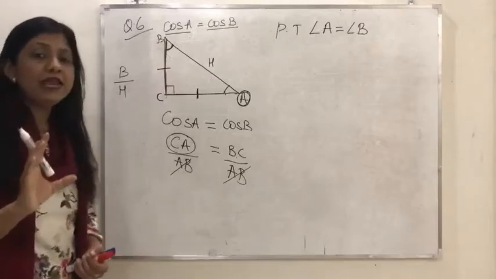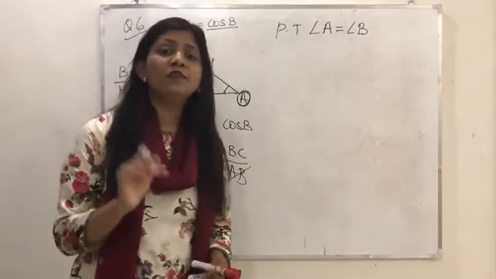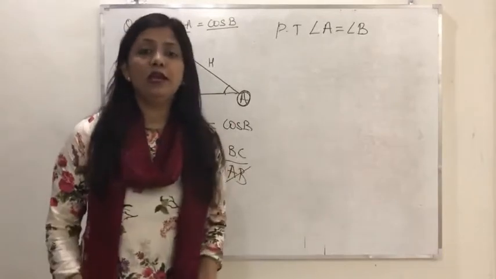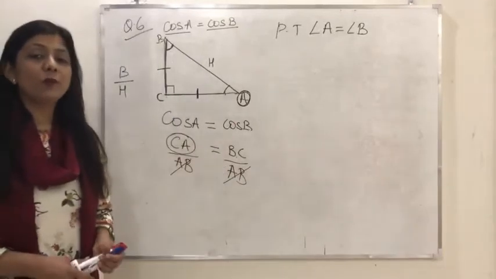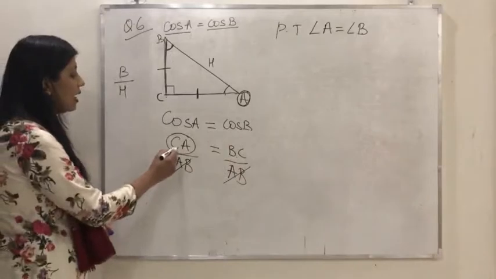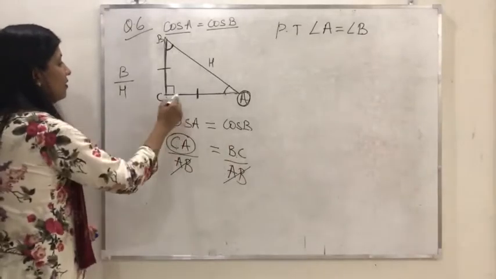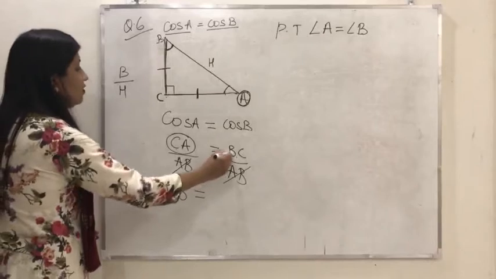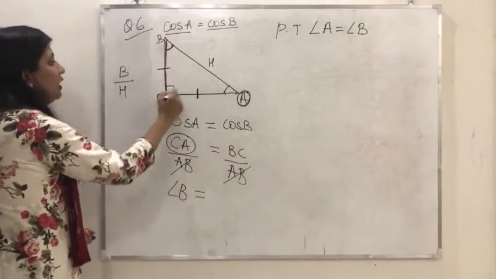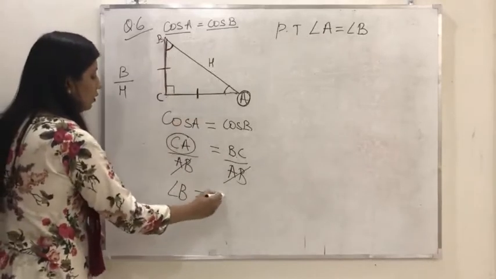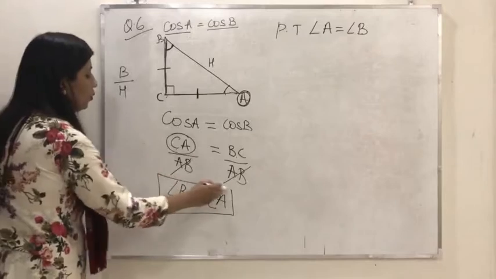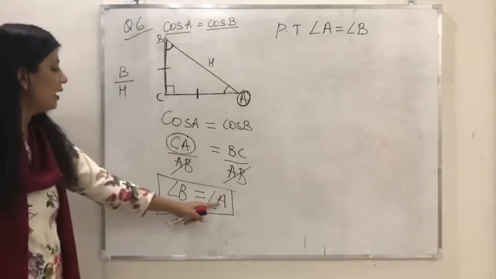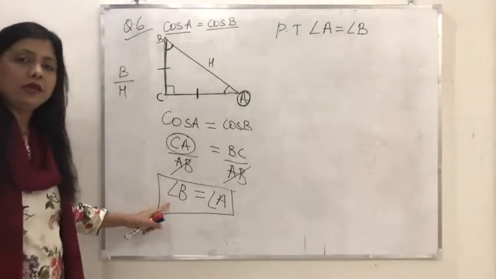If in a given triangle two sides are equal, then the angles opposite to these two sides will also be equal. The angle opposite to side AC is your angle B, and the angle opposite to BC is your angle A. So this is what we had to prove. If cos A is equal to cos B, then angle A will be equal to angle B.